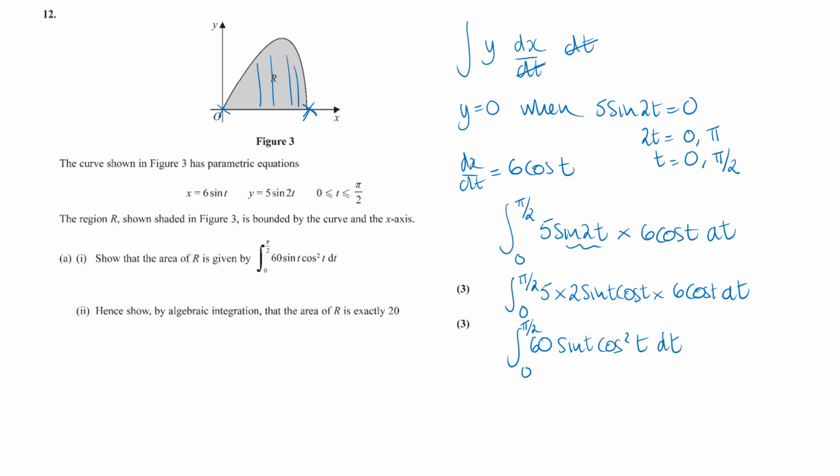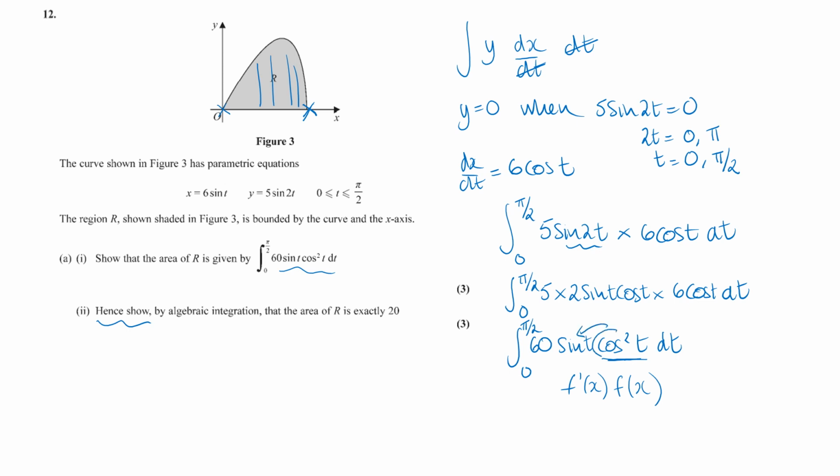Now in part 2, hence show by algebraic integration that the area is exactly 20. So hence show, we've got this integral here that we've now got, so we must use that to actually do the integration to try and show that the area is exactly 20. So this integral is of the form where we've got f dash x, or nearly got it, times f of x, some function here, and then the outside function does have its differential here.